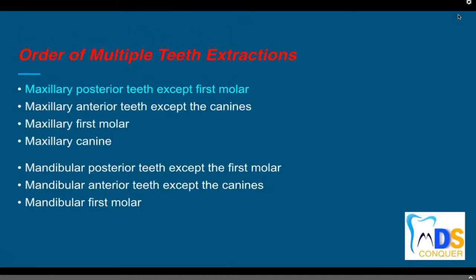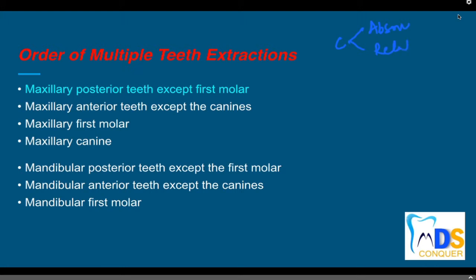So before going into exodontia, the basics about exodontia, I'm not going to stress much. The first important thing that you have to focus on in exodontia is the indications and contraindications. Particularly, most of your questions will move around contraindications. Again, the contraindications are divided into two types. They are absolute contraindications and relative contraindications.